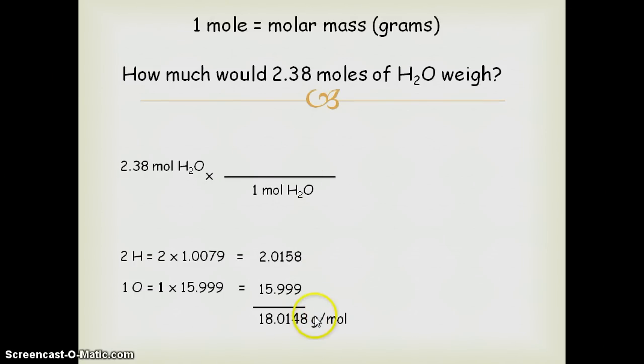So of course we can bring this 18.0148 grams up here, because that is equivalent to 1 mole of water. Okay, so we have our molecular mass, which you've already learned how to calculate down here. We're going to plug this into the problem right here, and this is going to give us how much 2.38 moles of water is going to weigh. We of course multiply across the top, multiply across the bottom, and we get 14.9 grams of water, which is equal to 2.38 moles.